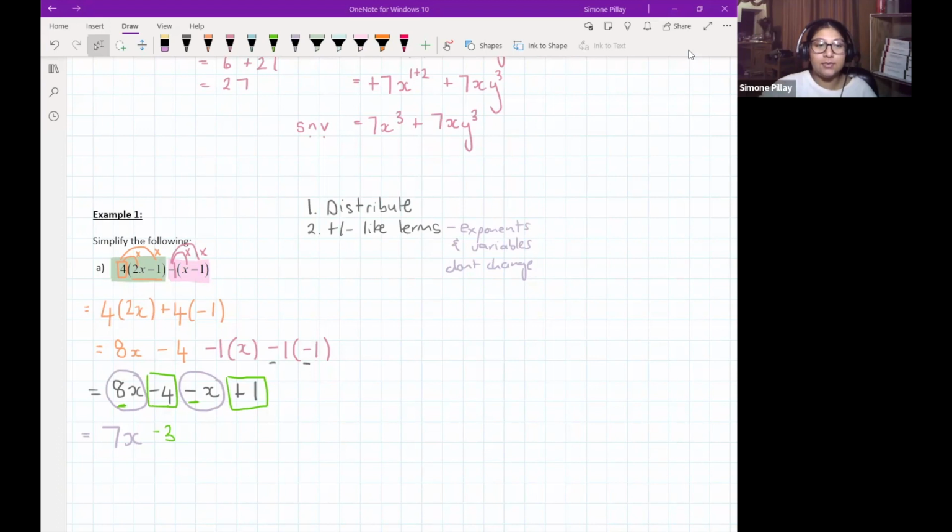Okay, so are you happy that I've drawn this purple circle around 8x and -x because they are like terms? Yes, ma'am. And I've drawn the squares around -4 and +1 because those are like terms. Yes, ma'am. Okay, I was just explaining how to understand adding like terms.